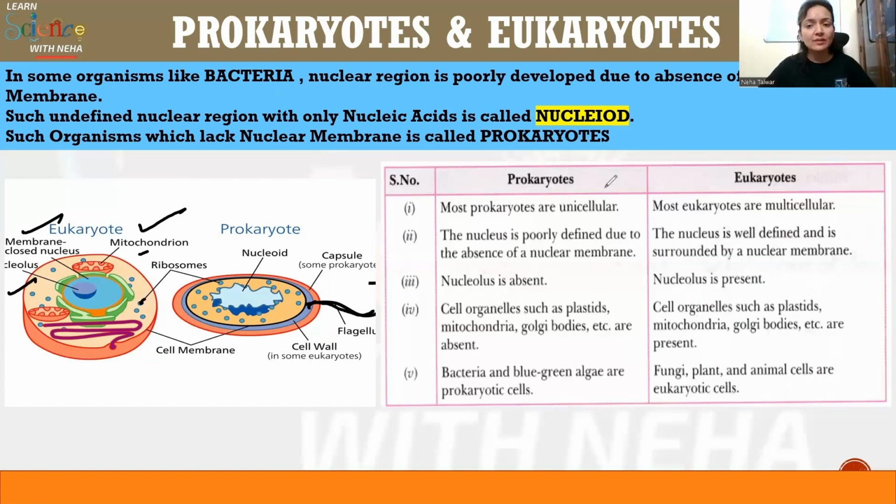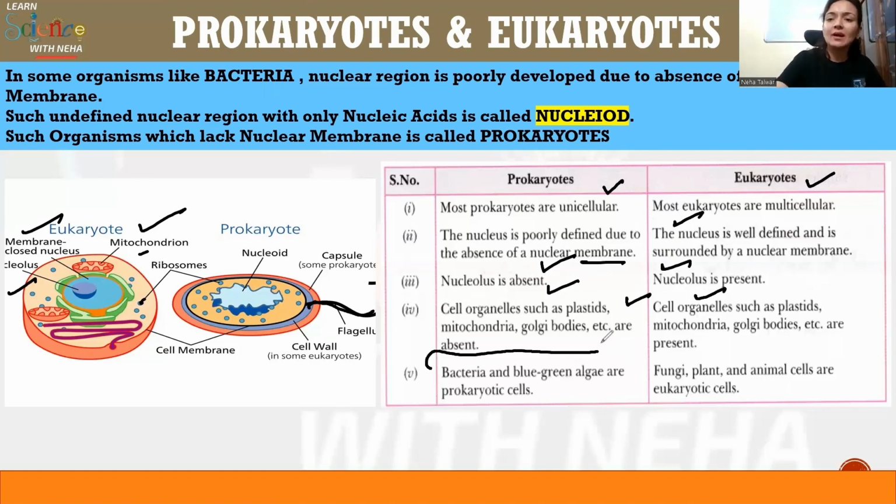So prokaryotes are unicellular, eukaryotes are multicellular. In prokaryotes, the nucleus is poorly developed or there is absence of nuclear membrane. In eukaryotes, the nucleus is well developed, nucleolus absent here, it is present here. Organelles are absent here, organelles are present here. Example is bacteria and blue-green algae. This is a very important question, you must know.